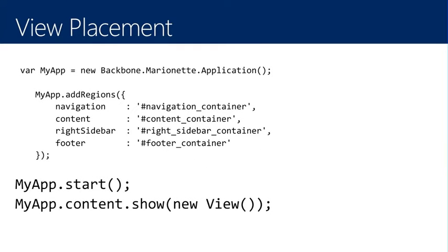Once our application has started, we can say, hey, in the content region, could you please show this new view? And Marionette knows how to call the render method and stick it into the right place.